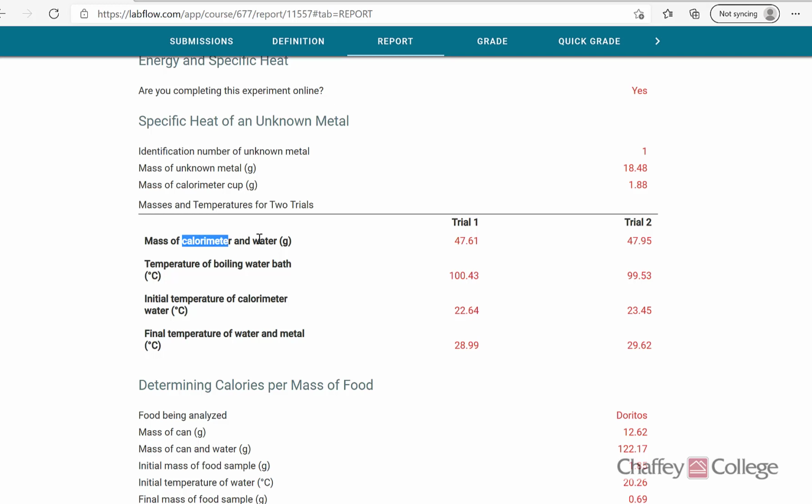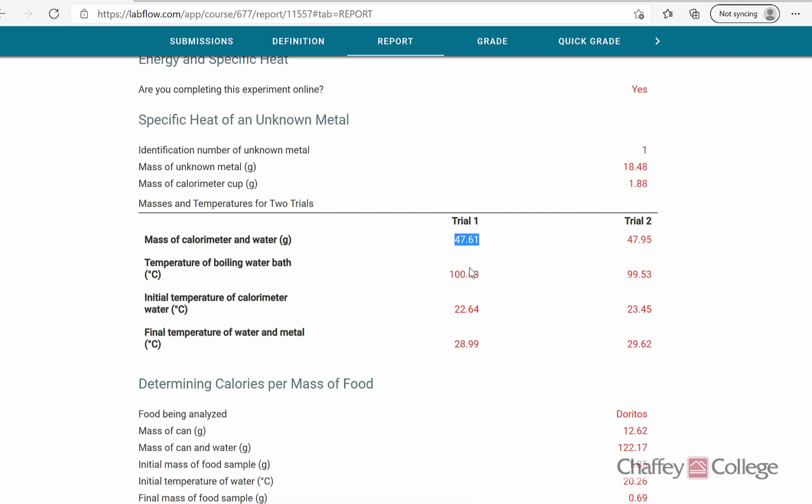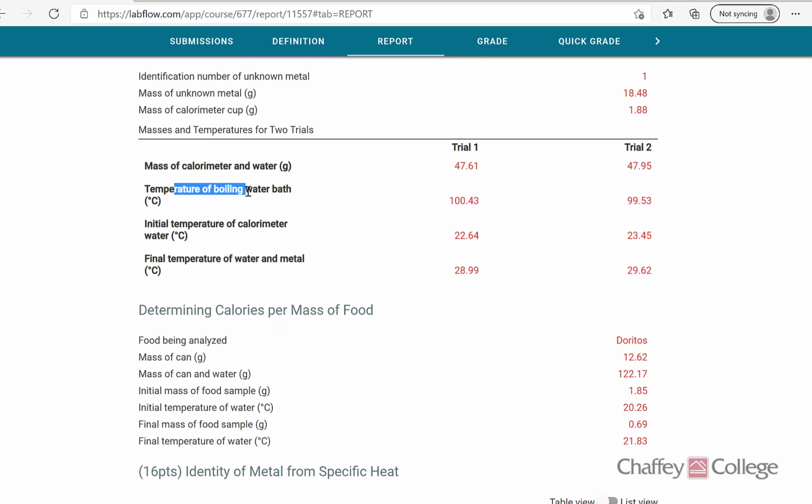Mass of calorie meter and water. The calorie meter cup is the same as calorie meter. So it means water plus the cup together is 47.61 grams. There are 2 trials. I'm only going to go over one trial. Temperature of boiling water bath. This is the water bath where we heated up the metal. Like I said, it will be close to 100. So it's 100.43.